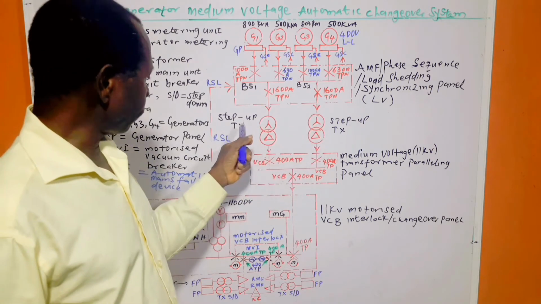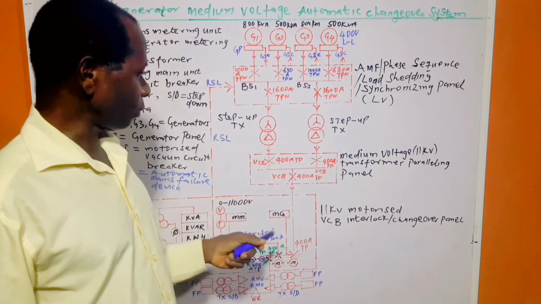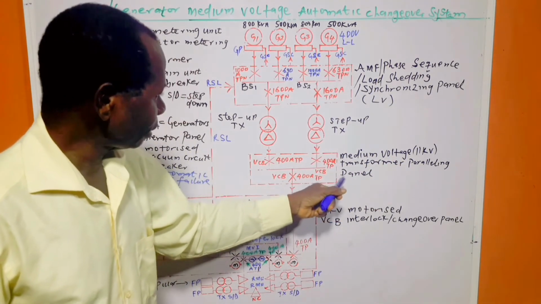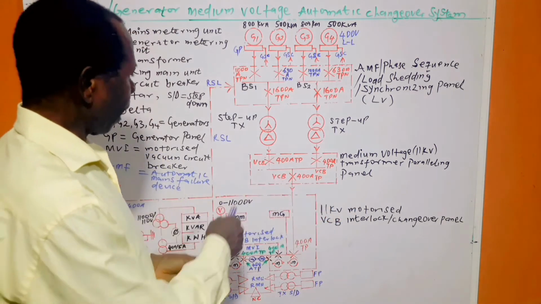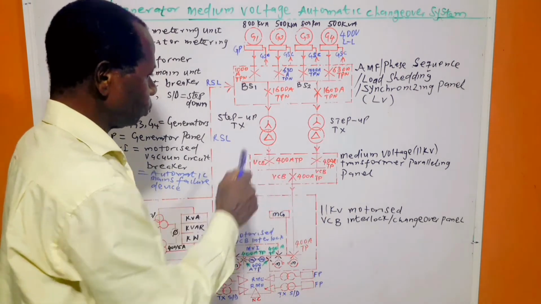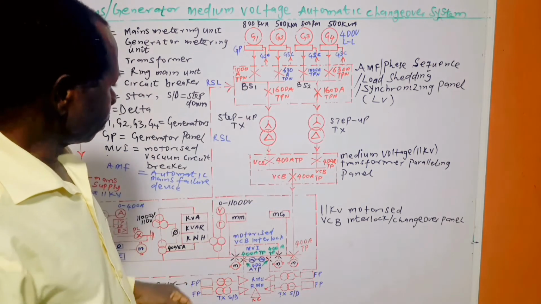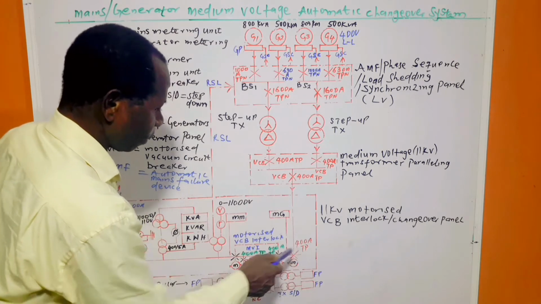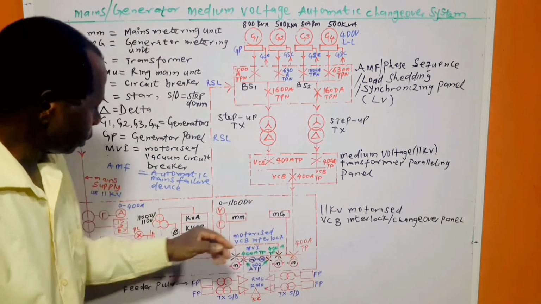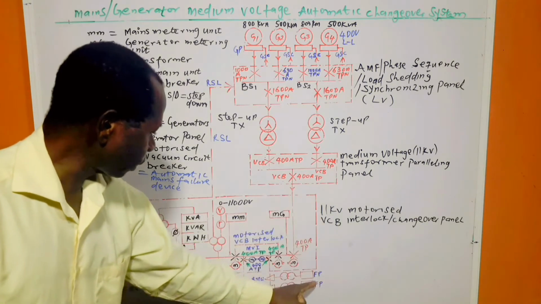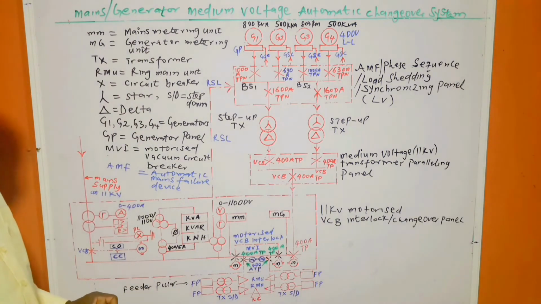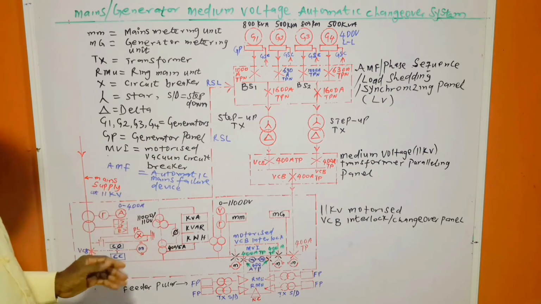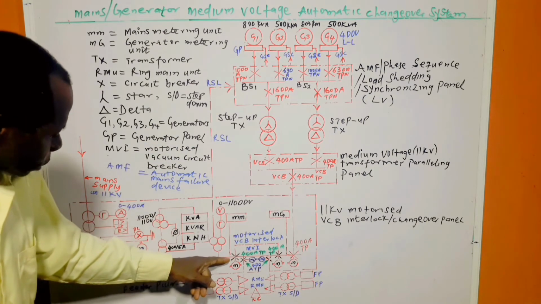So that's why we are having step up transformer here, step up transformer here. Then we have the medium voltage 11 kV transformer paralleling panel. So we parallel the output of the two transformers. All right. And the output delivers supply to this section of this 11 kV panel. So the main side of the system, of the changeover system, delivers power to this side.